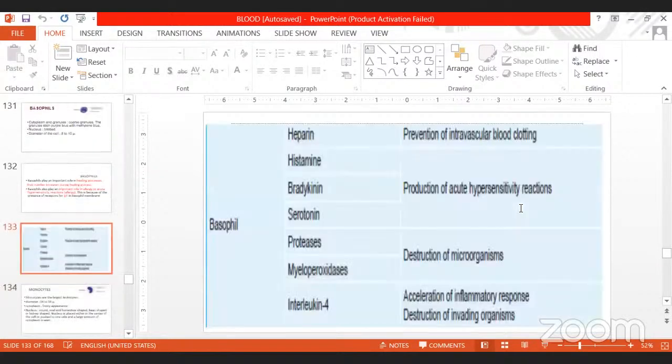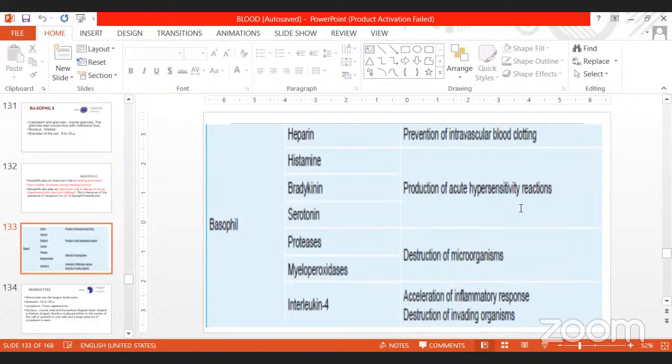So coming to the substances which are produced from the basophil, they are heparin, which prevents intravascular blood clotting, and histamine, bradykinin, and serotonin, which help in the production of acute hypersensitivity reactions, and proteases and myeloperoxidases, which help in the destruction of microorganisms, and interleukin-4, which helps in the acceleration of inflammatory response and causes the destruction of the invading organism. So these are all about the granulocytes.